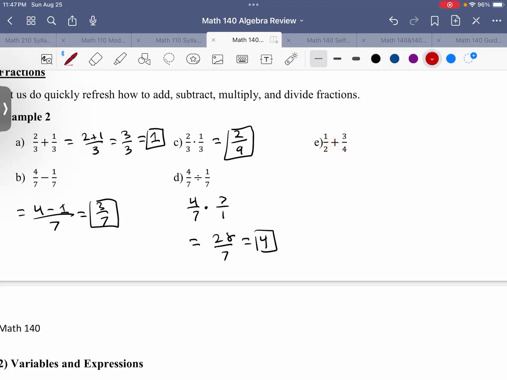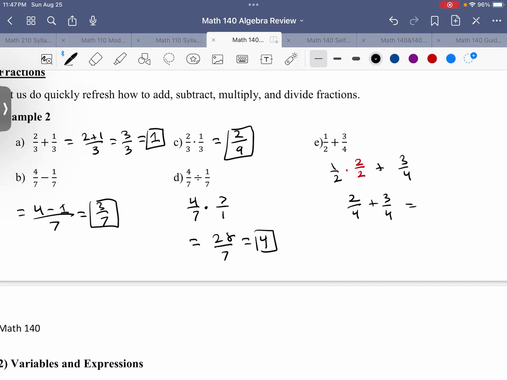So let's do that. If I have 1/2 times whatever I do to the bottom, I have to do to the top, plus 3/4. I'm not doing anything to the 3/4 because I'm trying to get that denominator to be 4. So it's just 1/2 times 2/2, which becomes 2/4 plus 3/4.